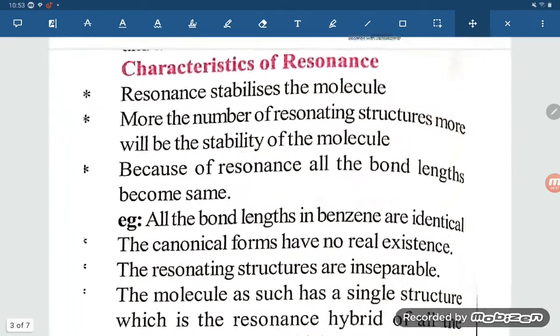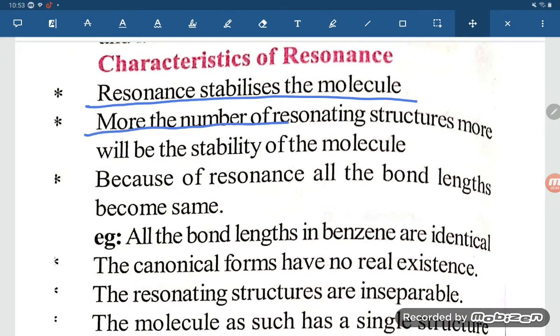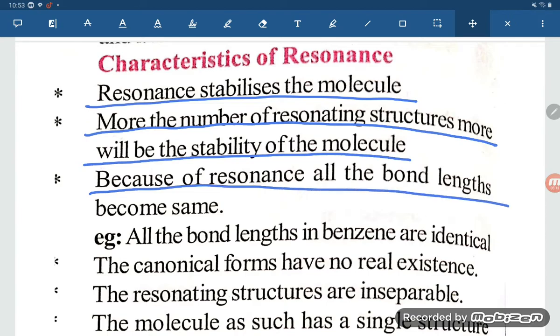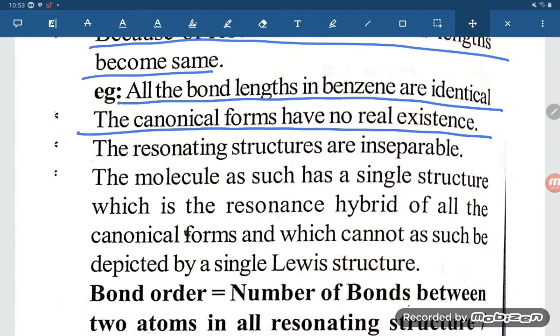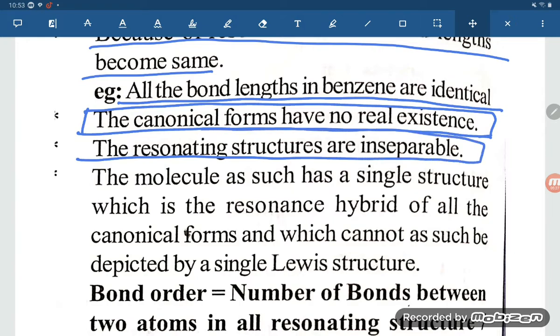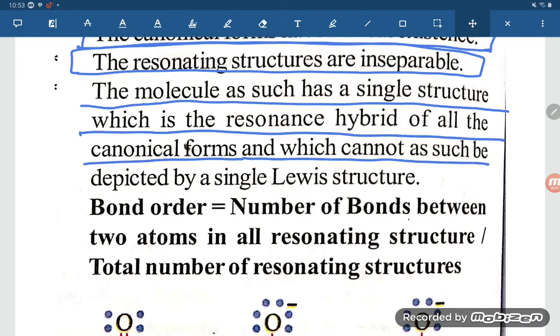Characteristics of resonance. Resonance stabilizes the molecule. The more resonating structures, the more stable the molecule. Because of resonance, all the bond lengths become the same. All the bond lengths in benzene are identical. The canonical forms have no real existence. The resonating structures are inseparable. The molecule as such has a single structure, which is the resonance hybrid of all the canonical forms, and which cannot be depicted by a single Lewis structure. What is the meaning of this?